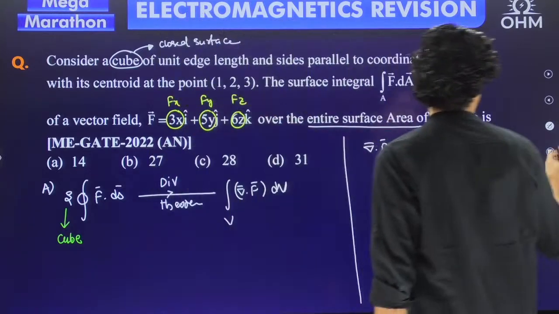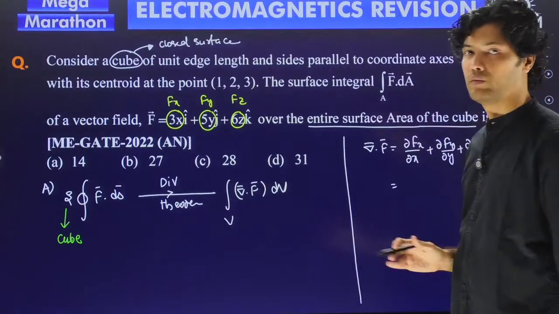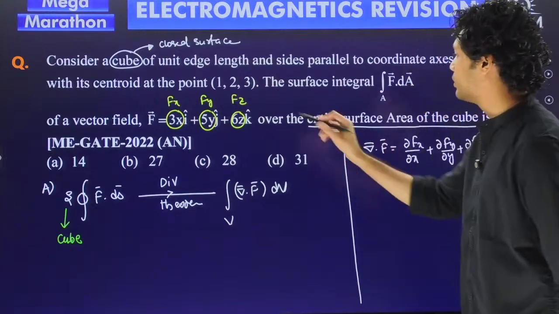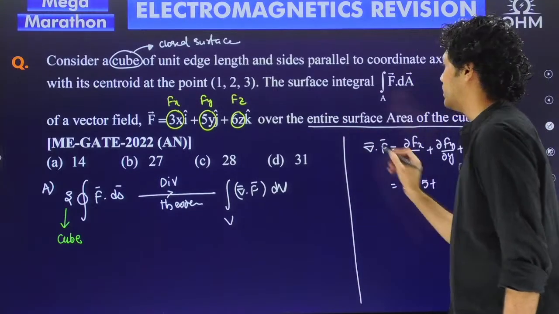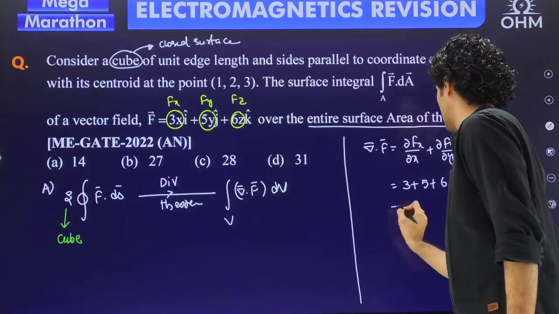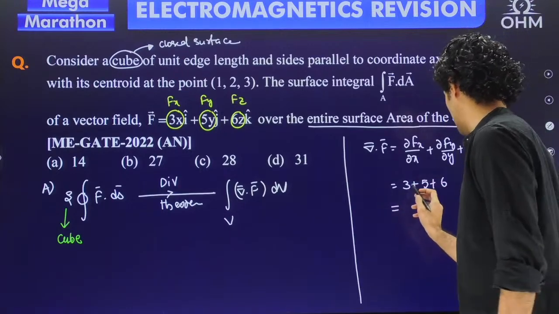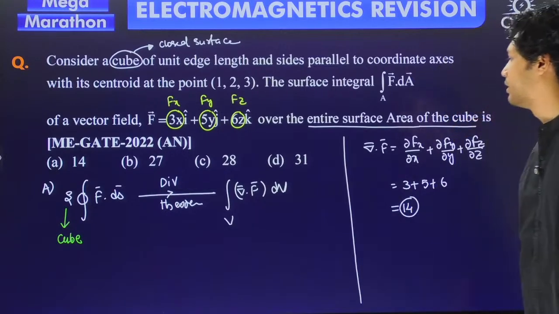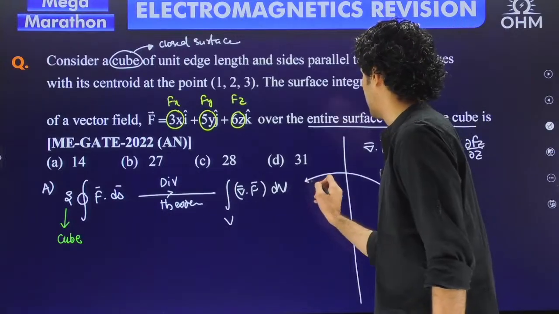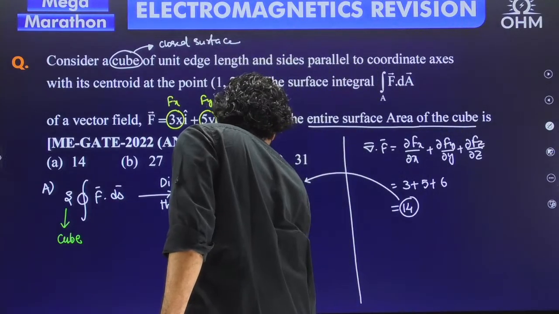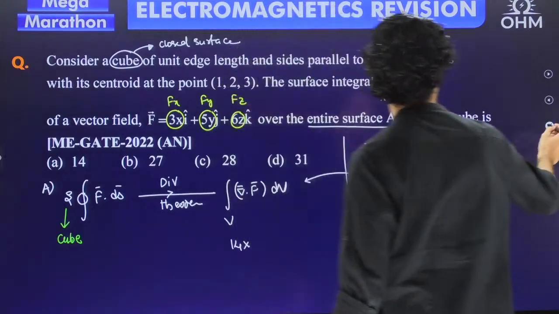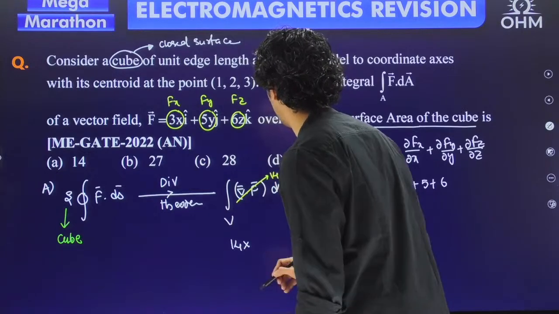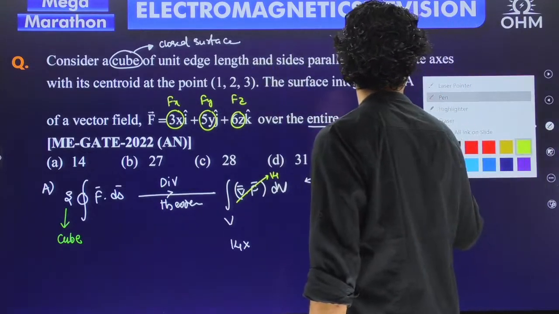So you have to differentiate the x component with respect to x, y with respect to y, z with respect to z. When you differentiate, 3x with respect to x gives 3, the y term gives 5, and the z term gives 6. So 5 plus 3 plus 6 becomes how much? This is 8 plus 6, which is 14. I now have the divergence value as a constant, 14.